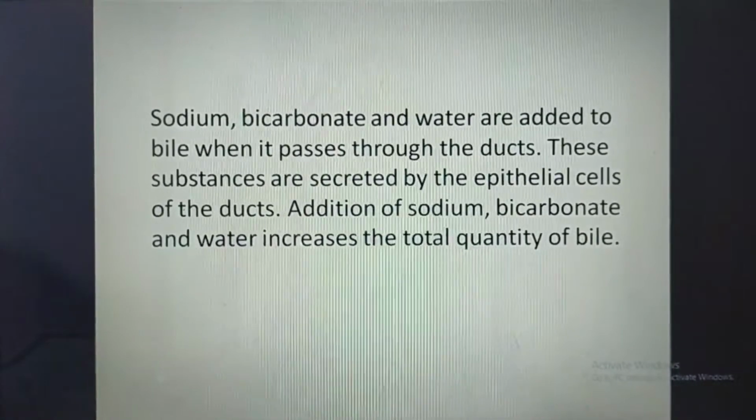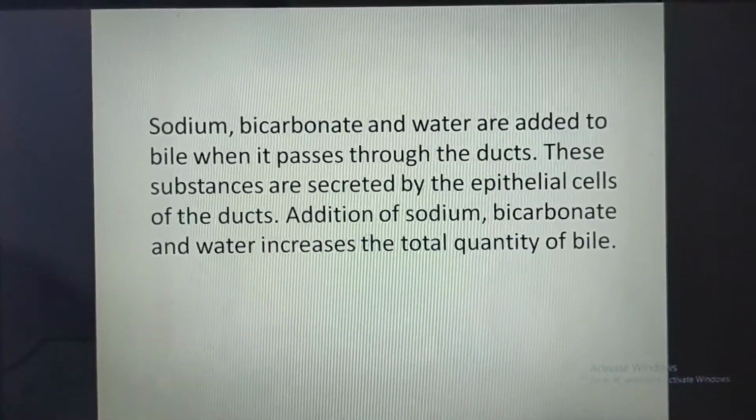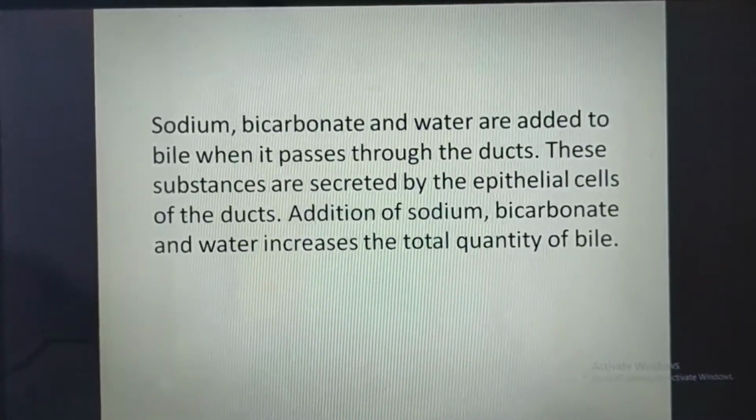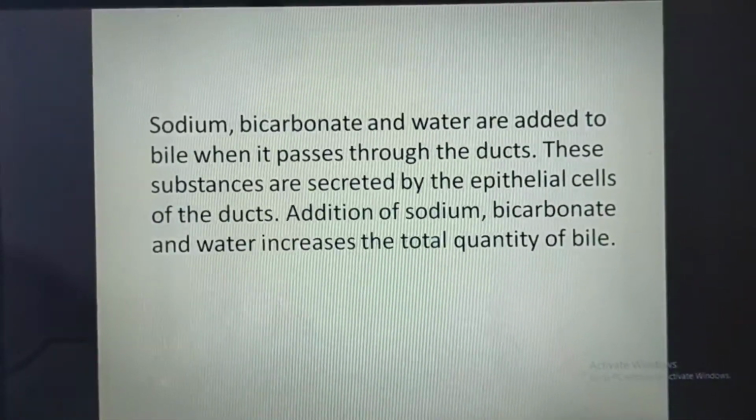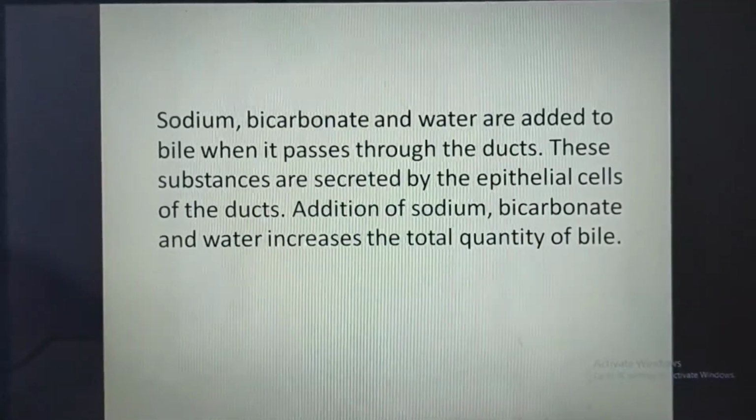Sodium bicarbonate and water are added to the bile when it passes through the ducts. These substances are secreted by the epithelial cells of the ducts. Addition of sodium, bicarbonate and water increases the total quantity of the bile.